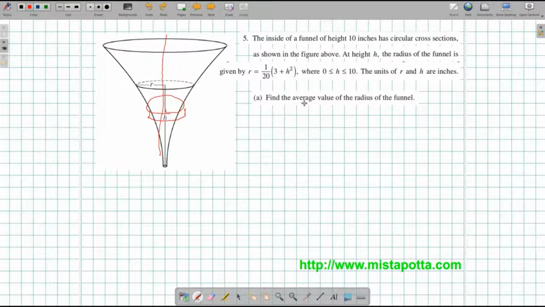Part A wants us to find the average value of the radius. Remember that the average value of any function is going to be 1 over b minus a times the integral of a to b of whatever my function is with regards to my independent variable. Here, r is a function of h, and h is ranging from 0 to 10. So for us, the average radius is going to be 1 over 10 minus 0 times the integral from 0 to 10 of my function 1/20th of (3 plus h squared) dh.